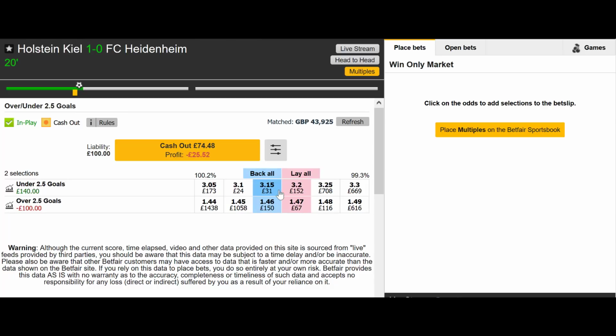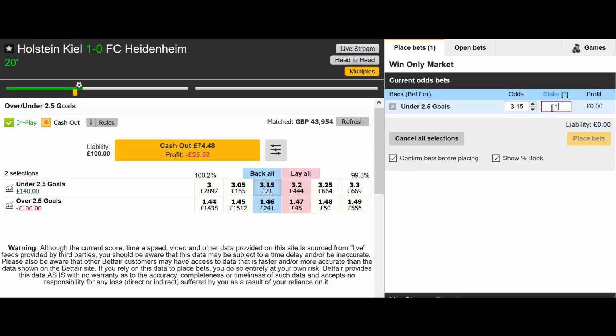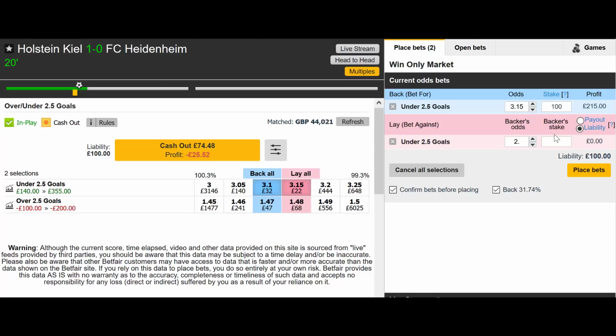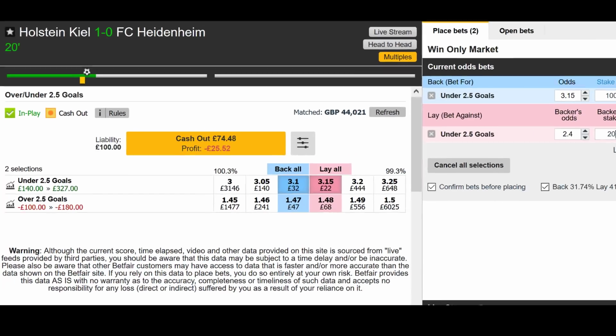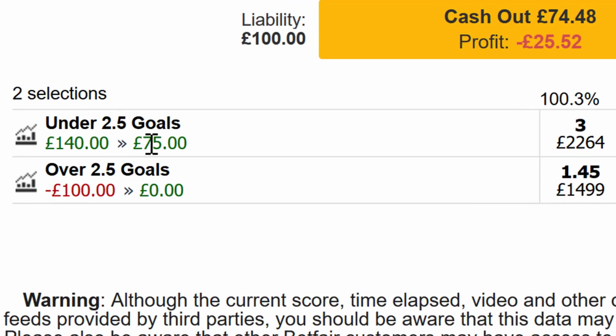You could, as you saw early on, back again. Now you could back again, double your stake up with £100 back at 3.15, and then maybe get out at 2.40, and we'd lay that off, and we'd have our free bet at £75.